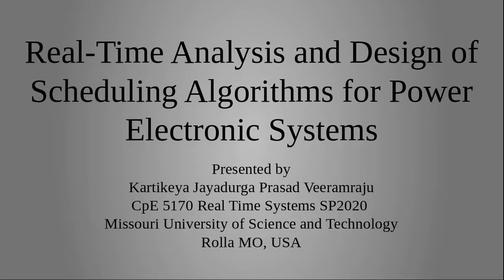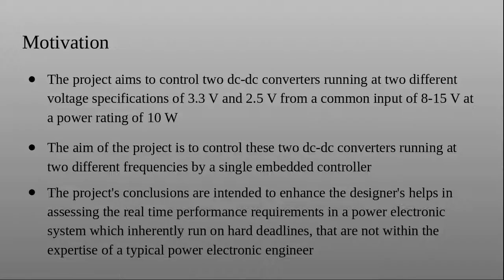So this project is titled Real-Time Analysis and Design of Scheduling Algorithms for Power Electronic Systems. Coming to the motivation of this project, we aim at controlling two DC-DC converters running at two different voltage specifications of 3.3 and 2.5 volts from a common input of 8 to 15 at a power rating of 10 watts. So that's the most important thing that we are trying to do in this project.